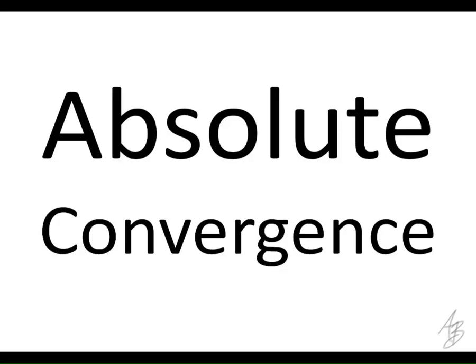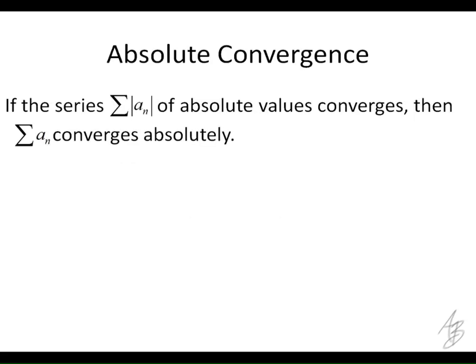So absolute convergence has to do with series that are absolute values of maybe another series. An absolute series is going to be a series where all of the terms are non-negative. And we can get an absolute series very easily just by taking the absolute value of any series. If we take the absolute value of any series, we're going to get an absolute series. So we have this theorem.